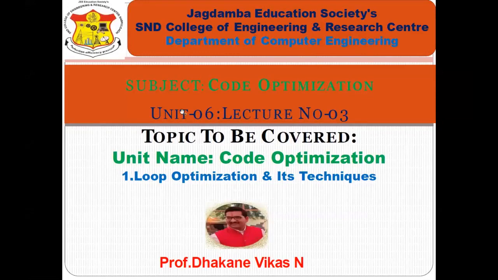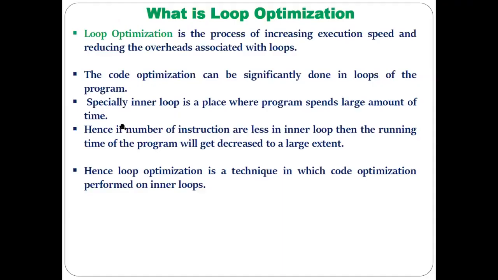Let's continue with unit 6. The next remaining part in unit 6 is related to another kind of code optimization, and that is loop optimization. Today we will discuss what exactly loop optimization is and the different techniques of loop optimization. Last time we discussed basic blocks and the flow graph, with an example. So let's discuss loop optimization today.